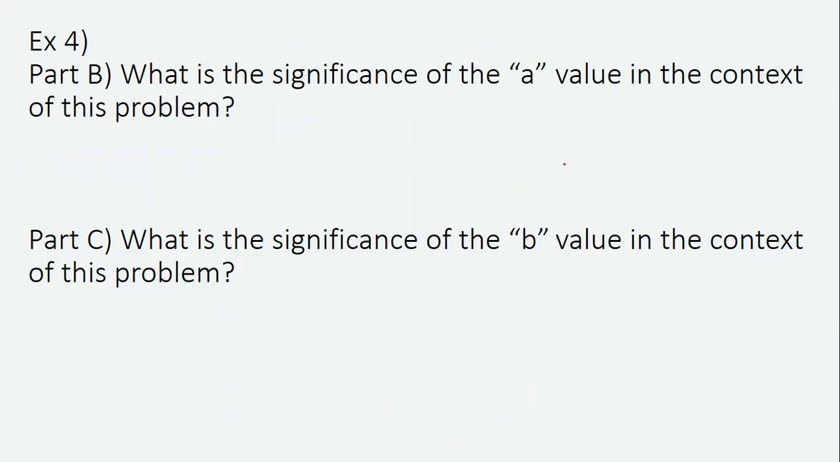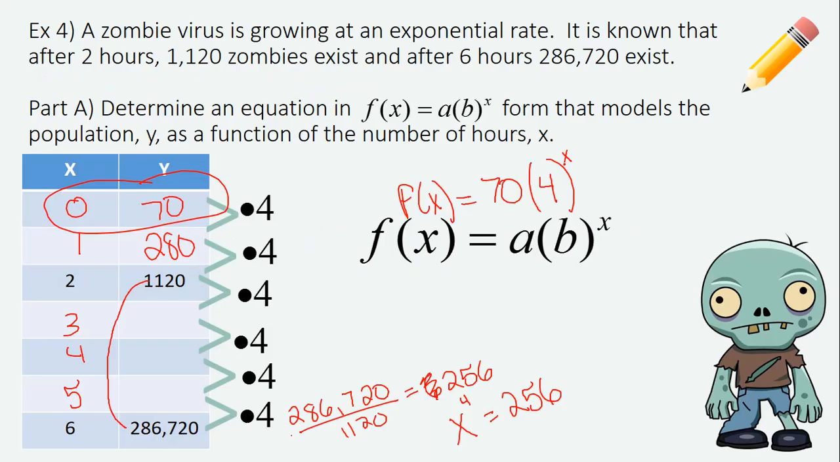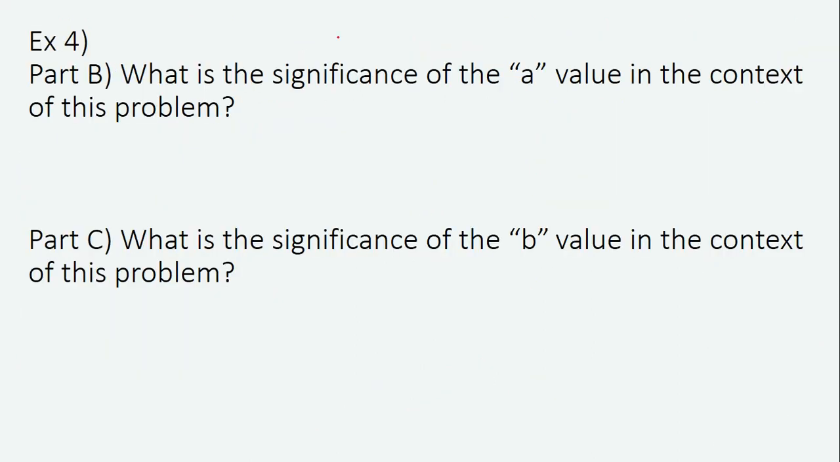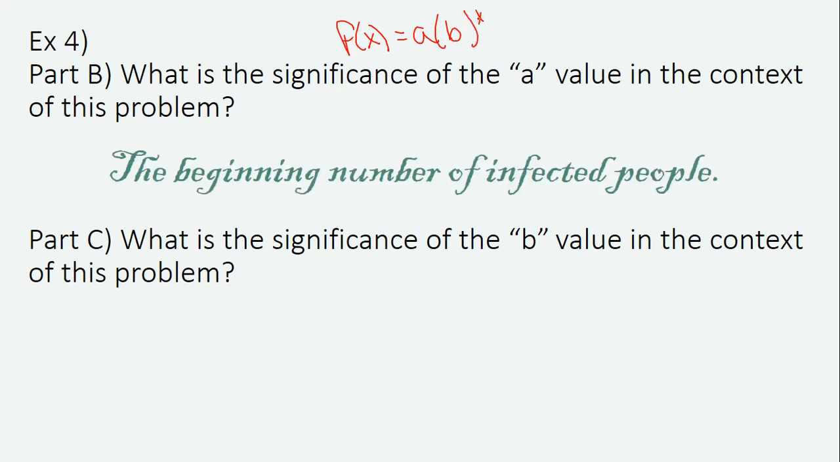So part B, what is the significance of the A value in the context of the problem? So this value right here. So the A, if we're looking at our function here, A, we have said it's always the beginning number of your infected people. So that's the number of people that you're starting out with. The initial amount, if you want to consider it that. That's how I always consider it.